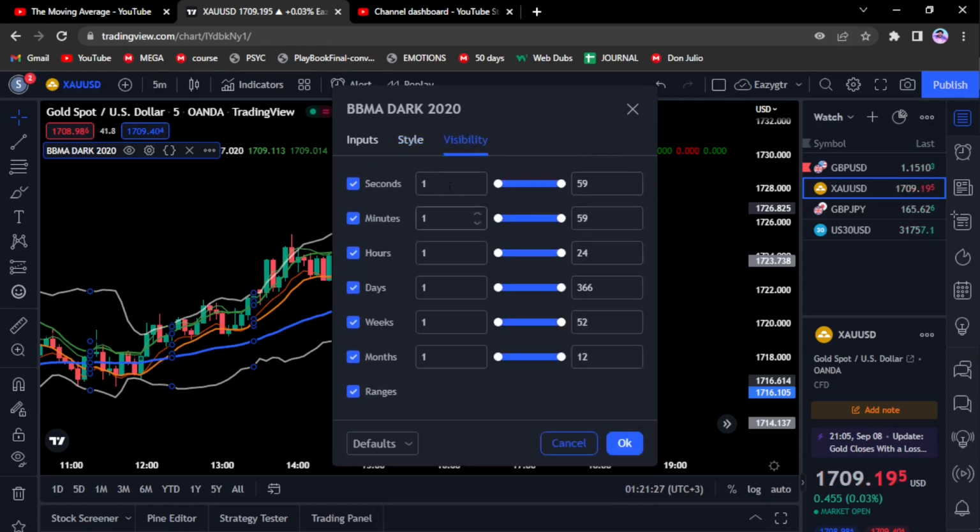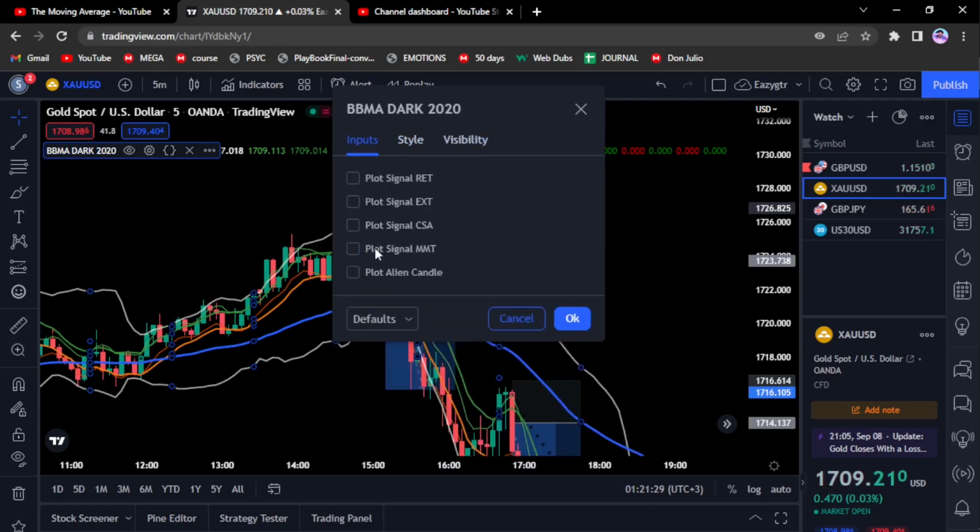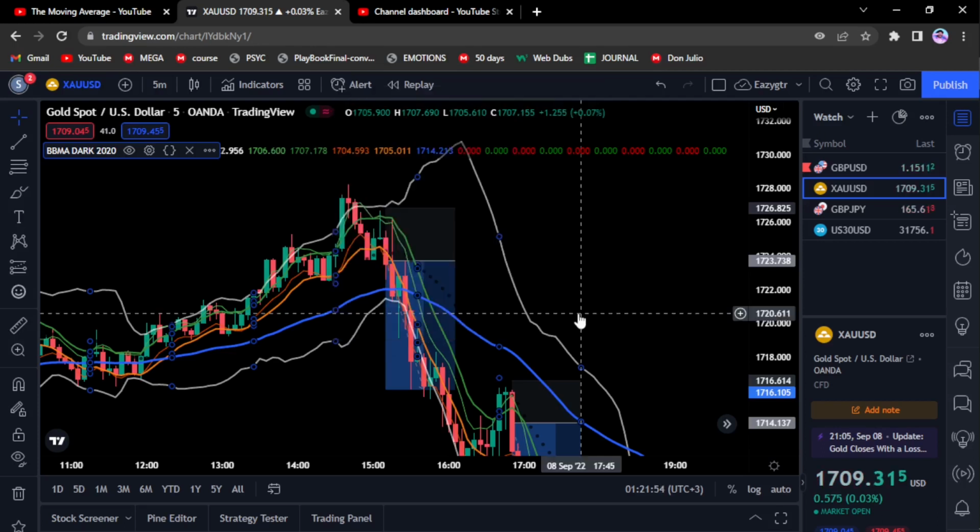Visibility, inputs. I haven't ticked all of this because this basically shows you the entry points, where to enter and where to exit. But since I can use BBMA on my own, I don't need to have this plotted out. It will have your charts cluttered with arrows and signals, which may be difficult to read at times.